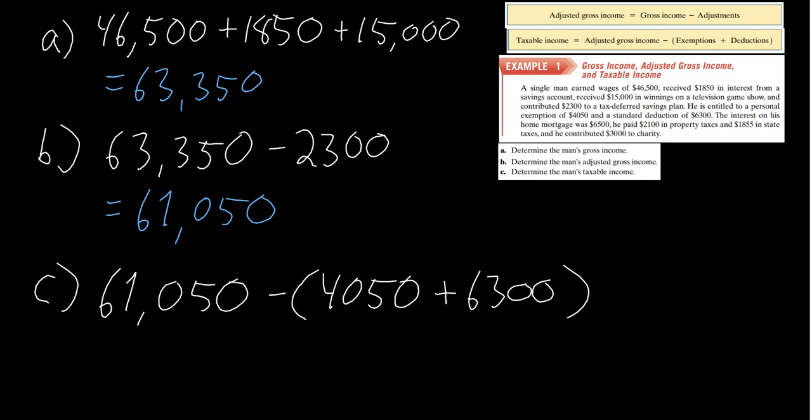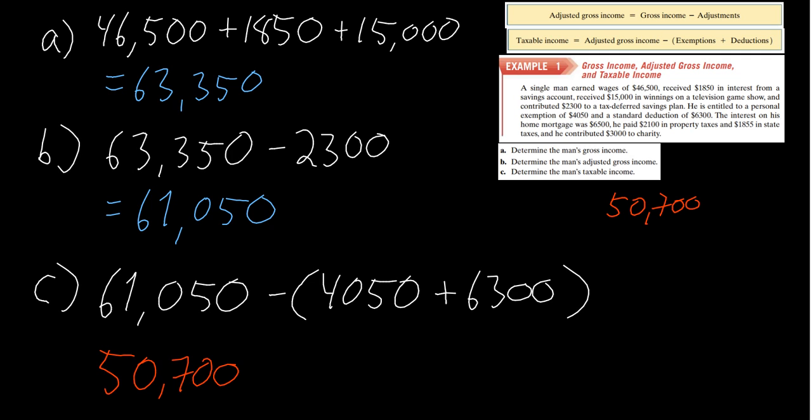6,300. And if I did that, then that comes out to 61,050 minus 4,050 plus 6,300. That means his taxable income will be $50,700. Okay. Now keep that in mind, and I'm actually going to put that up here so I can just keep it as a note.